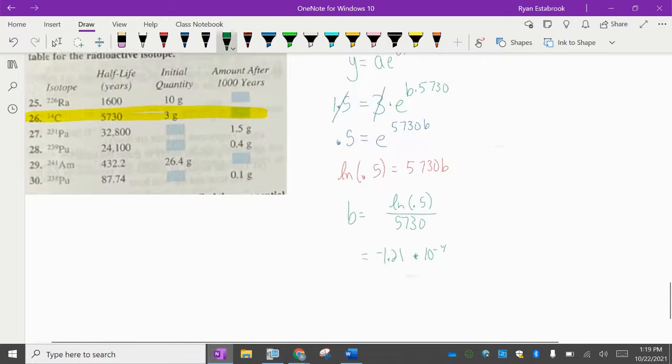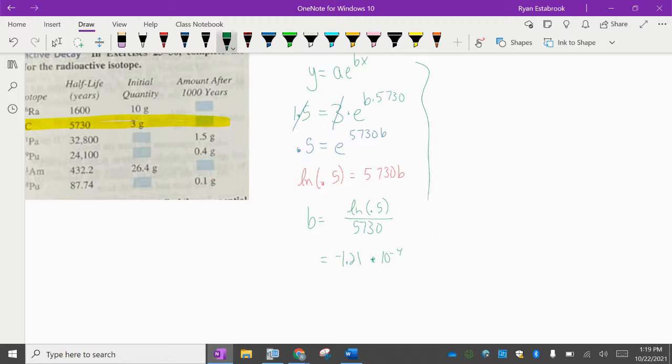Okay, so there's the B value. I'm writing it down. More importantly, it's still in my calculator because we still have to figure out this last column. How much of this 3 grams of the radioactive isotope of carbon-14 is going to be left after 1,000 years?